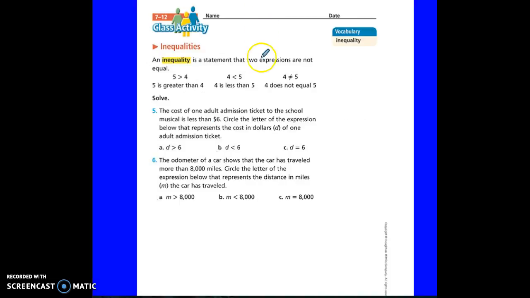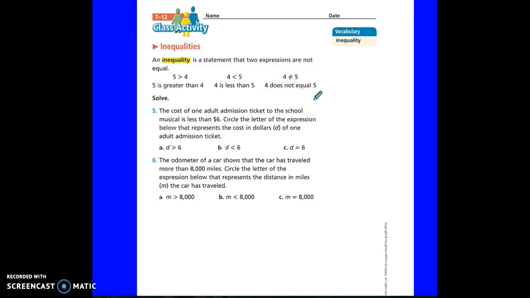All right, the last 2 problems we're going to look at today are looking at inequalities. It says an inequality is a statement that 2 expressions are not equal. And we've seen these before. We've seen, for example, 5 is greater than 4, or in this case, 4 is less than 5, or 4 does not even equal 5. That's our does not equal sign.